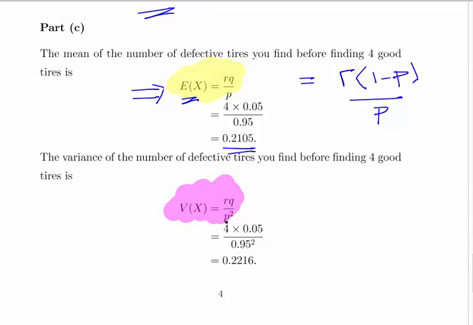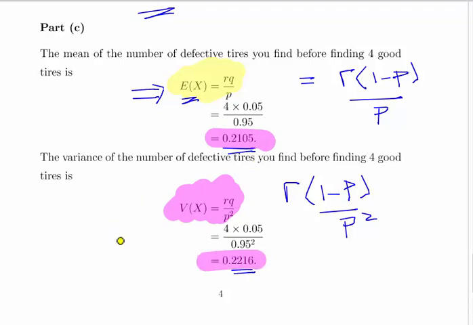Same type of calculation for the variance: r times q divided by p squared, which is r times 1 minus p divided by p squared. That is 4 times 0.05 divided by 0.95 squared, and that is 0.2216. So it's actually a very quick calculation. Once you have that, you just divide by 0.95 again.